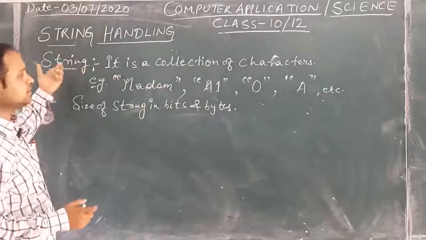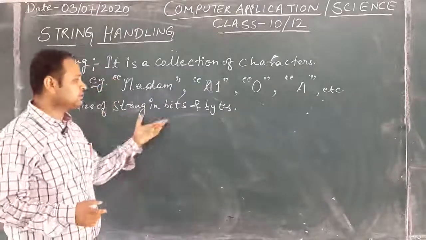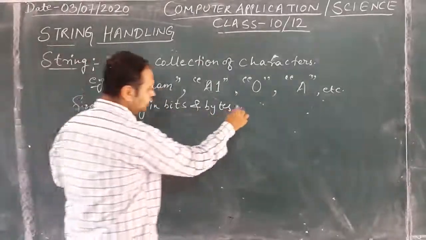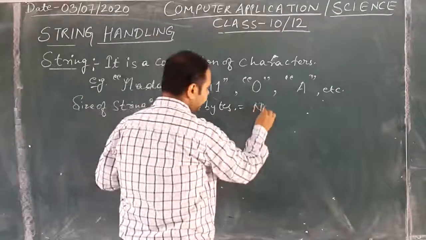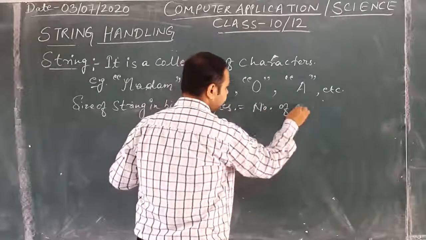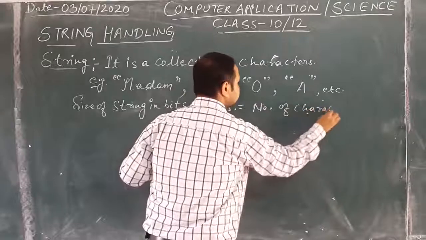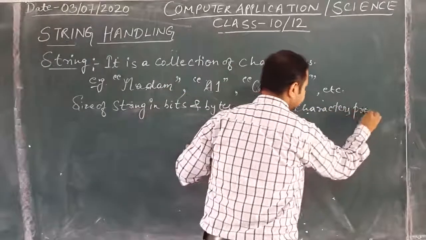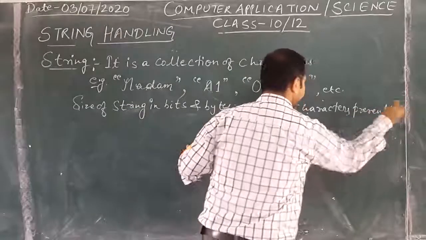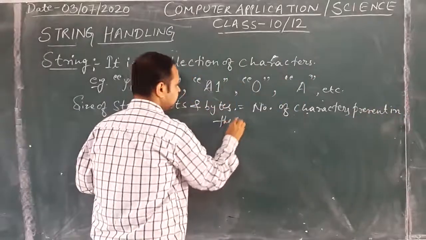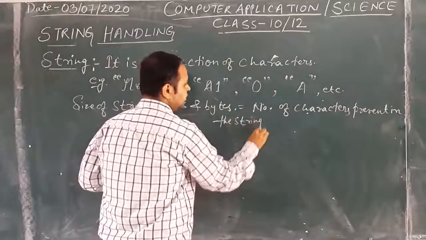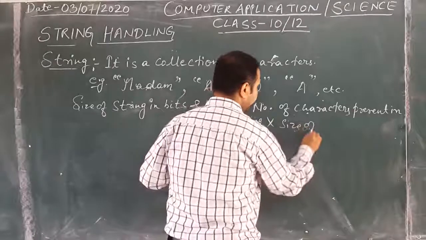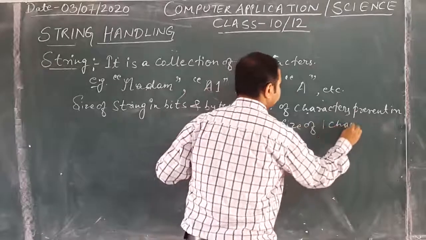So how will we find its size in terms of bits and bytes? That will be equal to the number of characters present in the string multiplied with the size of one character.